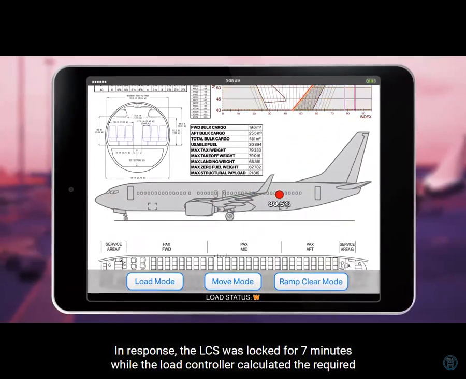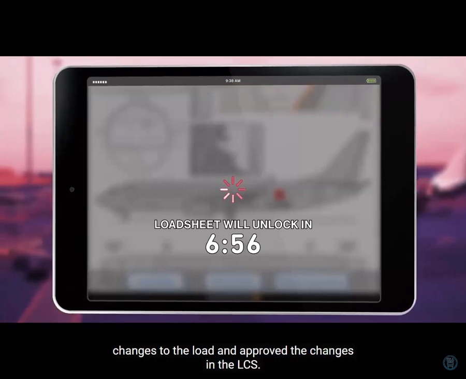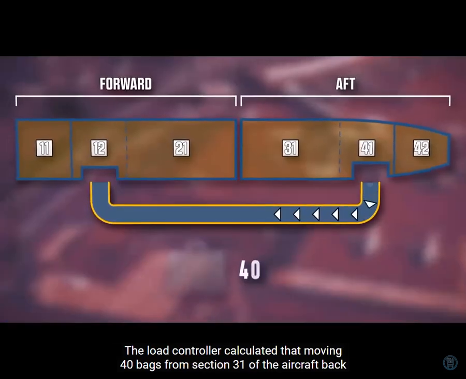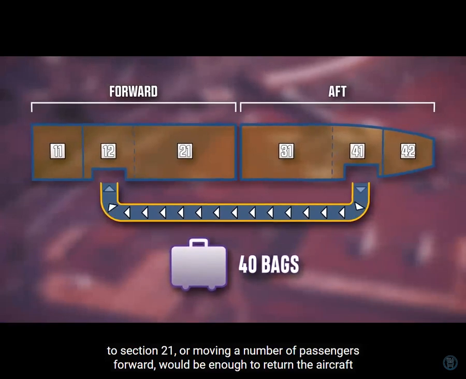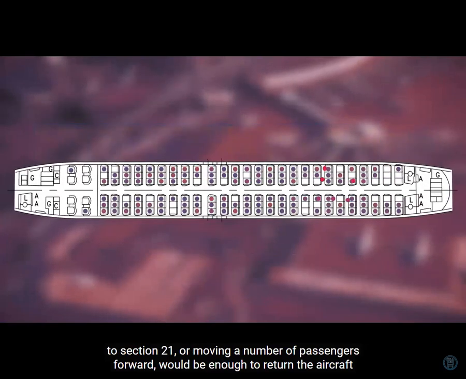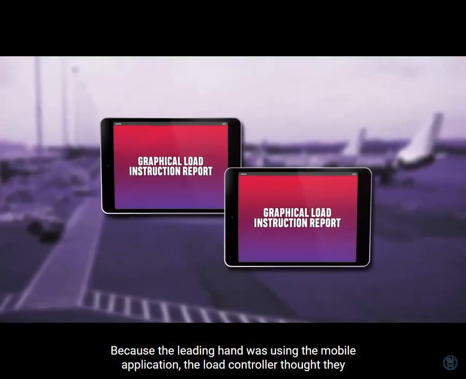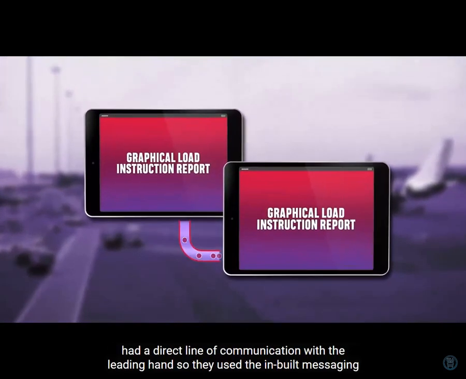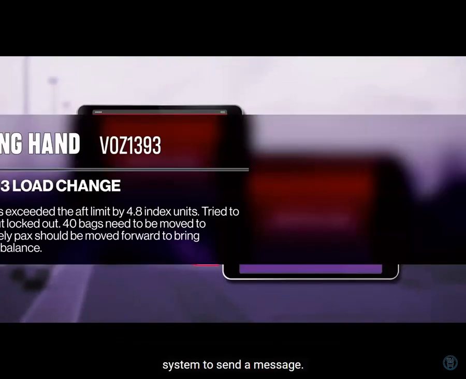In response, the LCS was locked for 7 minutes while the load controller calculated the required changes to the load and approved the changes in the LCS. The load controller calculated that moving 40 bags from Section 31 of the aircraft back to Section 21, or moving a number of passengers forward, would be enough to return the aircraft to balance. Because the leading hand was using the mobile application, the load controller thought they had a direct line of communication with the leading hand, so they used the inbuilt messaging system to send a message.